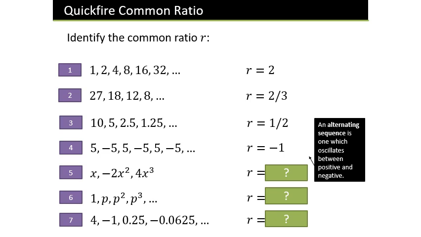This one here would be -2x. This one here would be p. And then finally it would be -0.25. That's how we get from one term to the next term, so we multiply that.